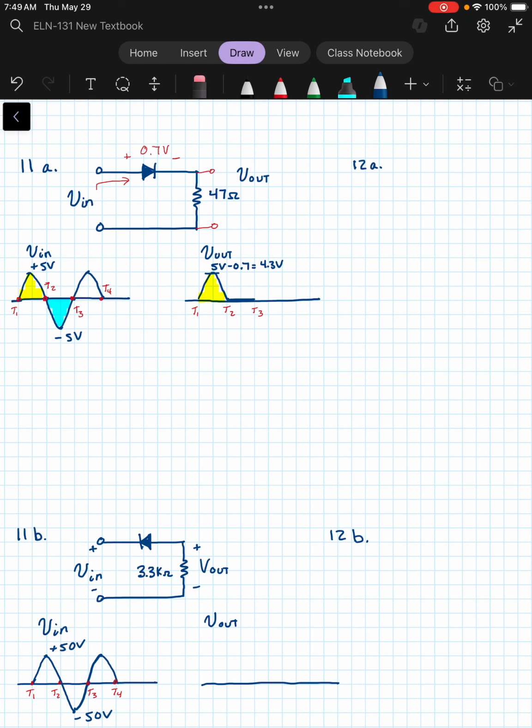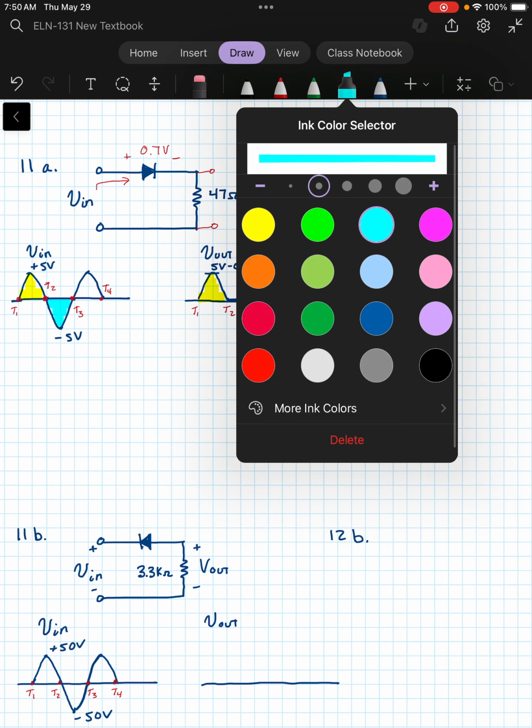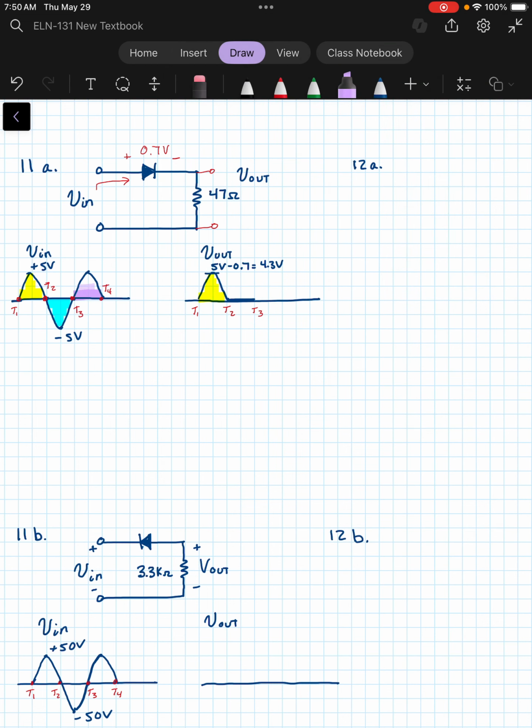Okay, and then when we get back between T3 and T4, let's use yet another color here. Okay, T3 to T4. We see that we are forward biasing the diode again, and we will, of course, see another peak again at that 4.3 volts.